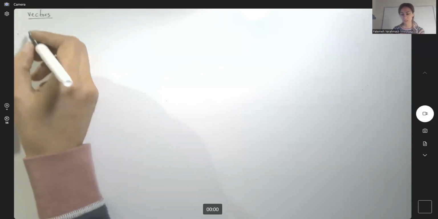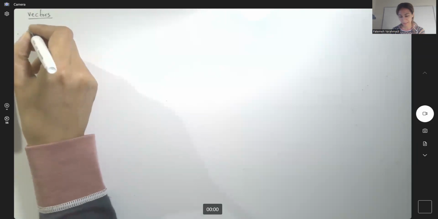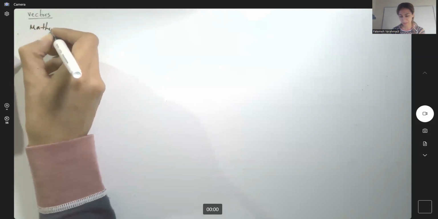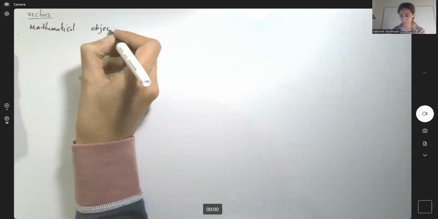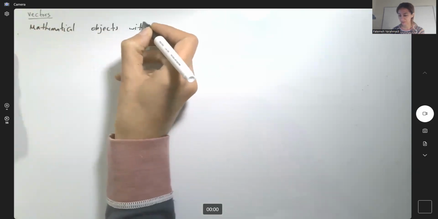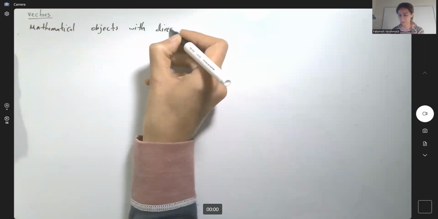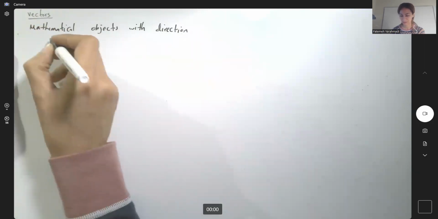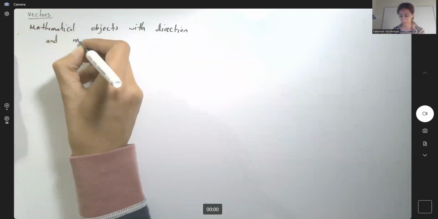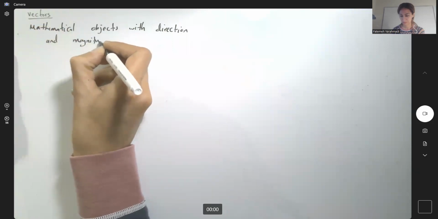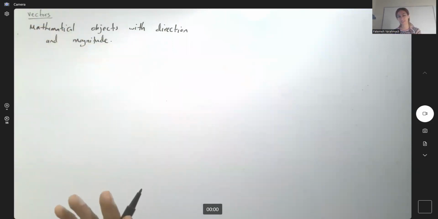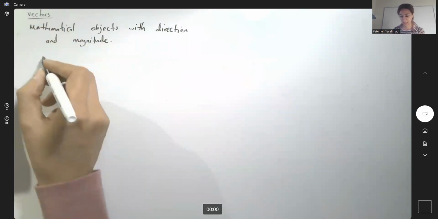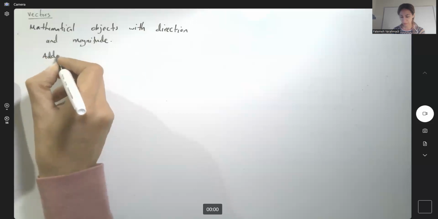So as I mentioned, vectors are mathematical objects with direction and a magnitude. What we can do, we can take two objects and add them together. We can also find the difference between them. So, vector addition.